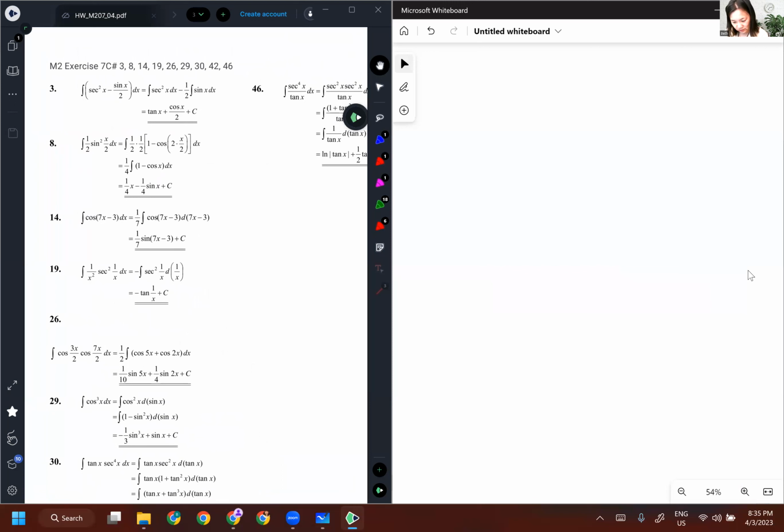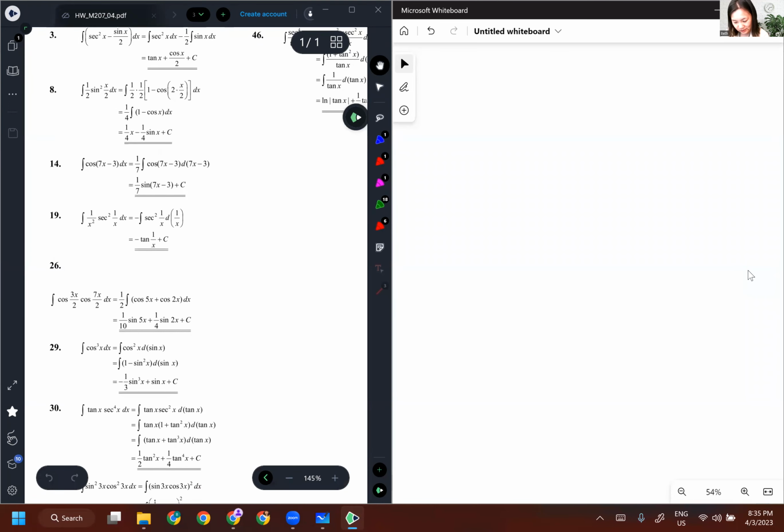What is there to talk about? Not much with the substitution, because in this part the substitution is not the hardest part. The hardest part for this assignment is the identity, the trigonometric identity. So let me see.